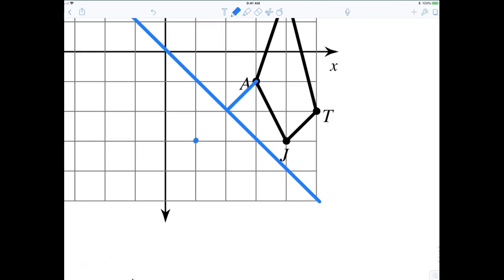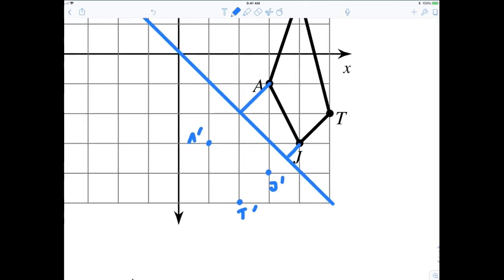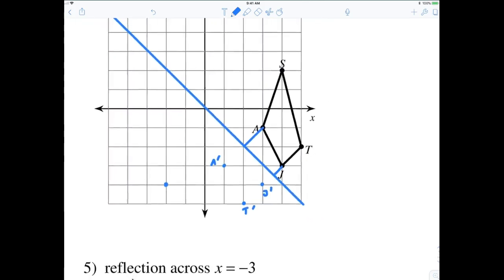So this point right here would be considered A prime. And then J is half. So J prime would be over here. And then T is 1.5. So T prime would be right here. And then the other one I'm looking at is S. How far away is S? 3. Am I counting 3 or 4, guys? Sorry. 3. So now we're counting 3. 1, 2, 3. And this point right here is S prime.